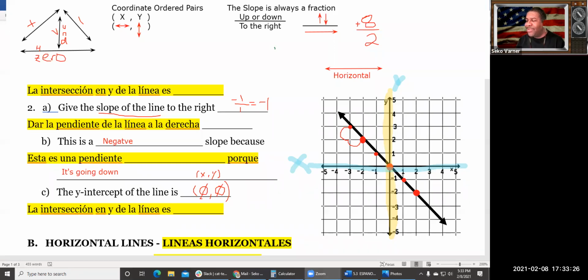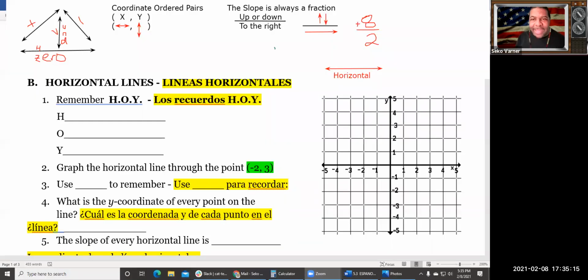The next one's going to be a little hard. All right. So as I said earlier, this one's going to be a little harder, just a little harder. But first, let's remember HOI. So HOI, in this case, stands for horizontal. And the horizontal line has what type of slope? Zero. A zero slope.